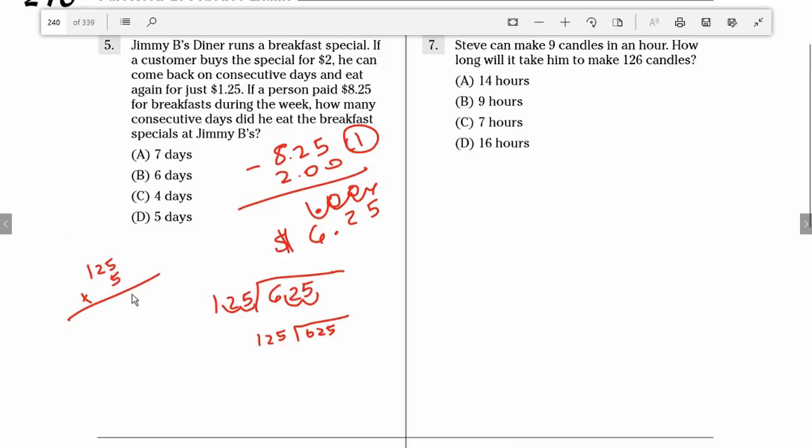5 times 5, of course, is 25. Carry the 2. 2 times 5 is 10, plus 2 is 12. Carry the 1. 5 times 1 is 5, plus 1 is 6. So it turns out that 125 goes into 625 5 times evenly. Again, that's 625. We subtract, that's 0, no remainder. So again, how many consecutive days did this person eat at Jimmy B's? The first day plus 5 consecutive days for a total of 6 days in a row.